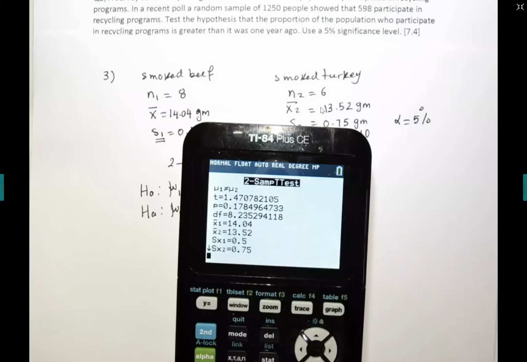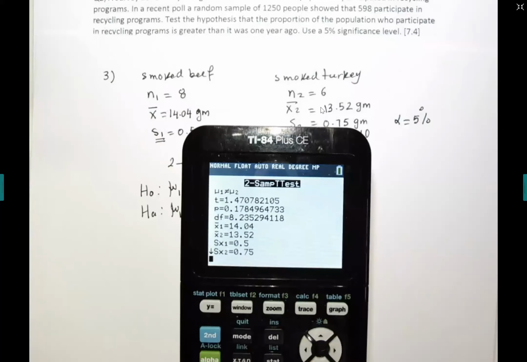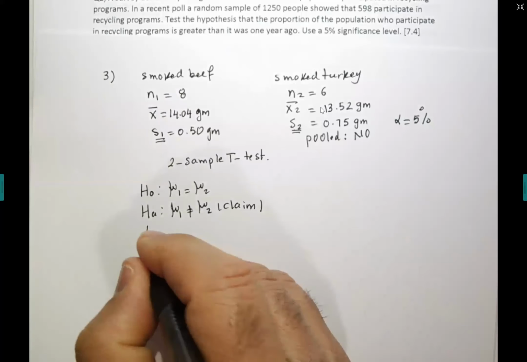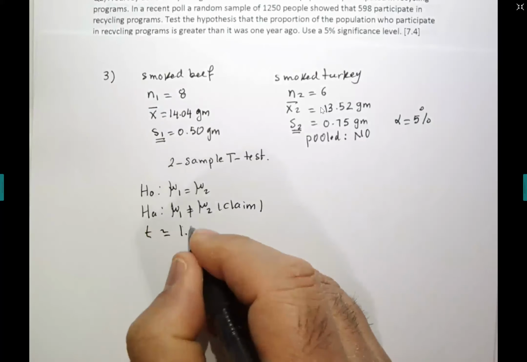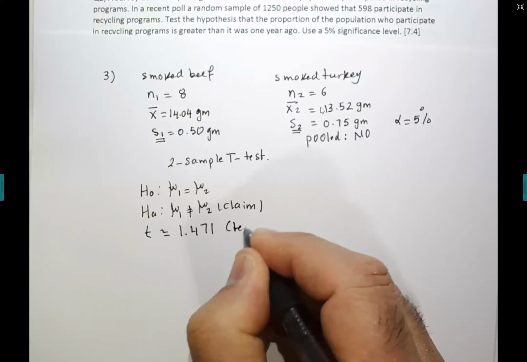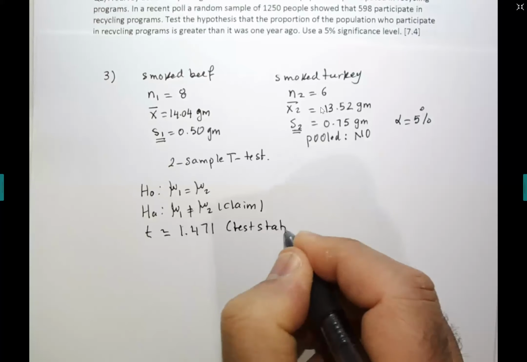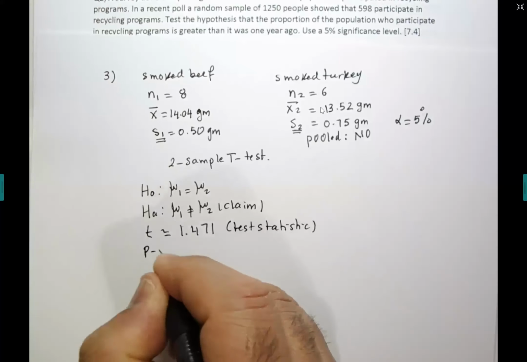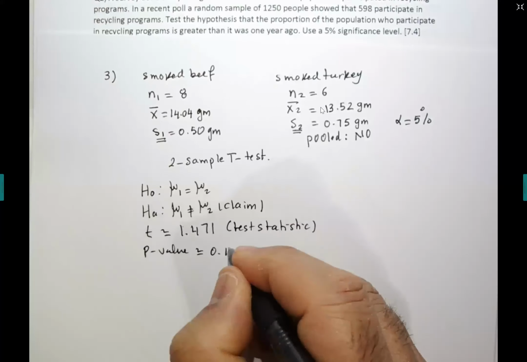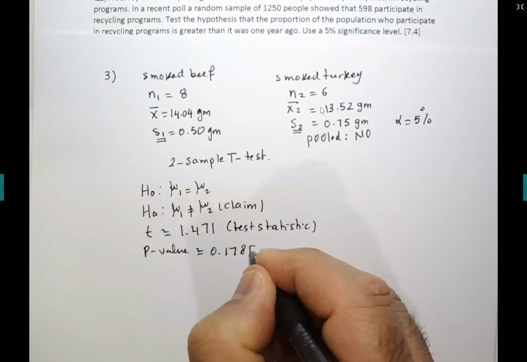Okay, you can see, guys, my T is 1.471 to 3 decimal places, and my p-value is 0.1785. Okay, so I'm going to write them down. T, that's in the next step. This is called the test statistic. So if you are asked on the test to find T, this is the test statistic. P-value is a p-value. Everybody calls it a p-value. And that's all I need from the calculator.